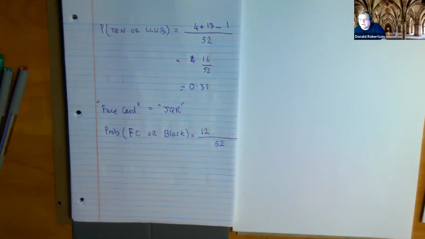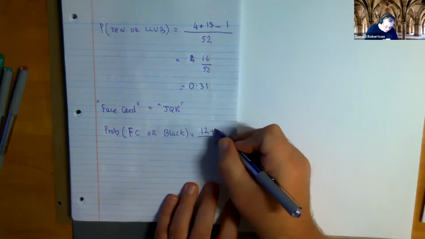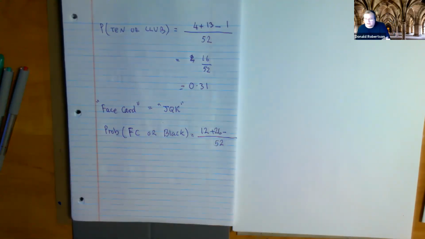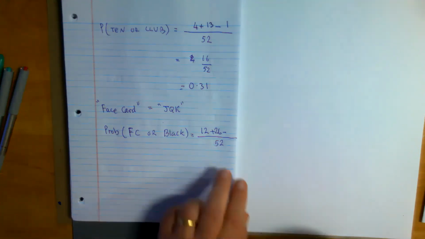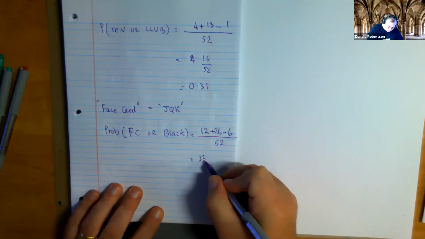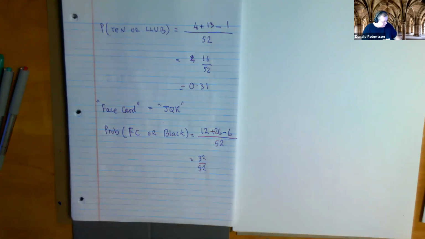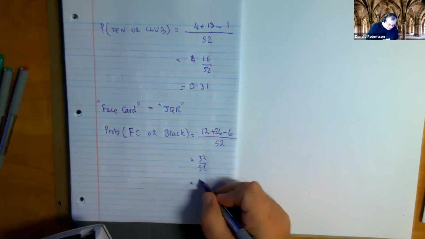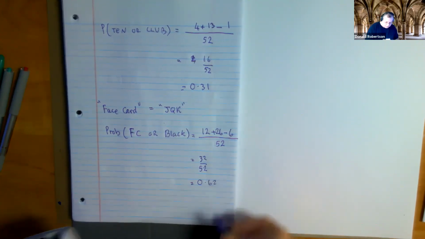How many black cards are there in a deck of cards? 26. Take away both. How many face cards are black face cards? 6. So you put this package together, I believe you get 32 out of 52. And as a decimal then, 32 divided by 52 comes out as about 0.62.